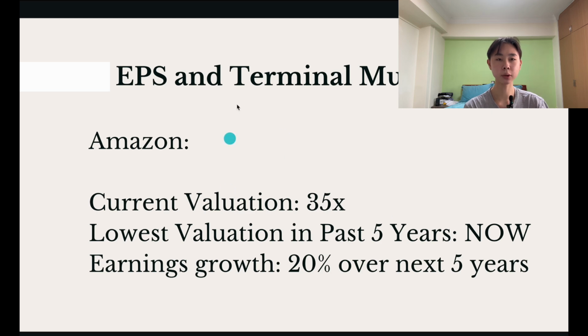Next one is Amazon. So Amazon's current valuation is around 35 times. Its lowest valuation in the past 5 years, past 10 years, is around 35 times, which is today's valuation as well. And the earnings growth is projected to grow about 20% over the next 5 years. So why is it that I put 20% for Amazon? Because for Amazon, the story is extremely simple. They can grow revenue at around 10 to 12% every single year, and their margins are exploding.